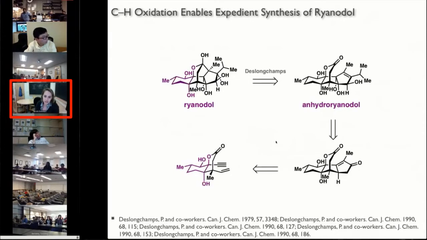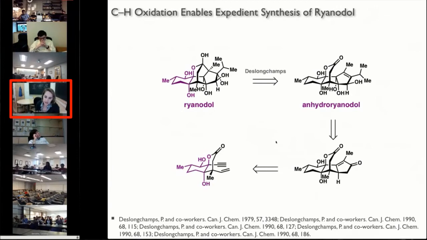So the idea was that we could take ryanodol back to anhydroryanodol. We're going to build on some chemistry that was developed by Deslongchamps in his first synthesis of ryanodol. And so that simplifies the target initially to this compound, anhydroryanodol. And so we were thinking about how to access this structure. We became interested in gaining access to the right-hand side of the molecule using Pauson-Khand chemistry.